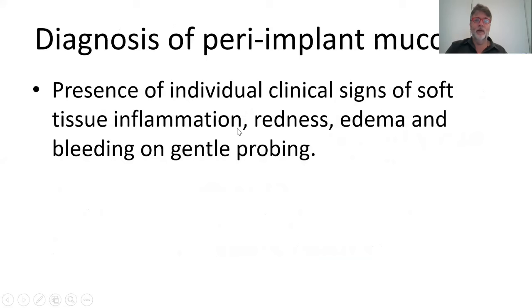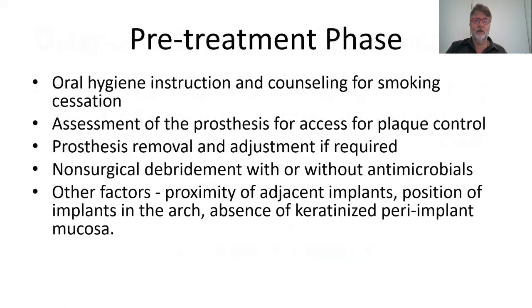Diagnosis of peri-implant mucositis is the presence of individual clinical signs of soft tissue inflammation: redness, edema, and bleeding on gentle probing. If you want to treat this, there is oral hygiene instruction, counseling for smoking cessation if it's due to smoking, assessment of the prosthesis for plaque control, maybe removing the prosthesis for redesign or adjustment, and non-surgical debridement, with or without the use of antimicrobials. It depends on the severity.